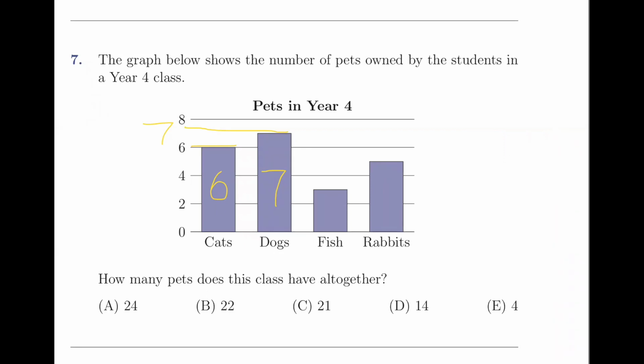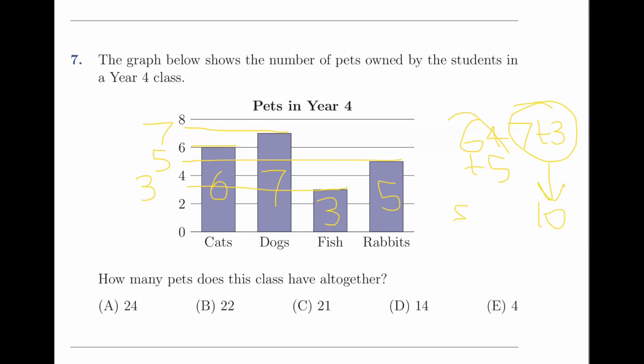Fish over here. What's in between 2 and 4? 3. So 3 people own fish. Rabbits. What's in between 4 and 6? 5. 5 people own rabbits. 6 plus 7 plus 3 plus 5. You can solve it by grouping it together. That's 10. And these two, that's 11. 11 plus 10 equals 21. So C is the correct answer.